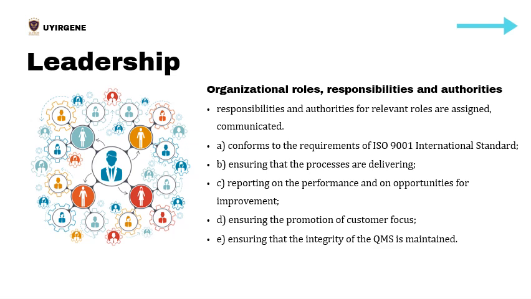Organizational roles, responsibilities and authorities. Top management shall ensure that the responsibilities and authorities for relevant roles are assigned, communicated, and understood within the organization. Top management shall assign the responsibility and authority for ensuring that the quality management system conforms to the requirements of ISO 9001 international standard. Ensuring that the processes are delivering their intended outputs.